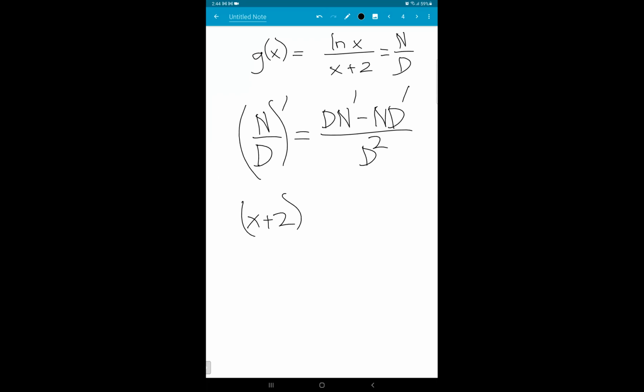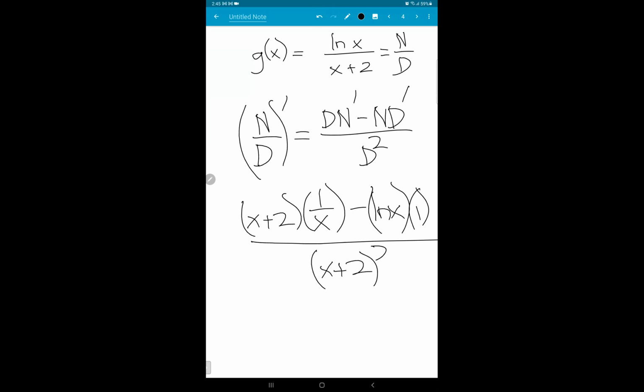So we have the derivative of ln x as 1 over x, minus numerator ln x times the derivative of the denominator, which is 1. The derivative of x is 1, the derivative of 2 is 0. So 1 here, all over, don't forget, the square of the denominator. And then this is it. Okay? This is the final answer.